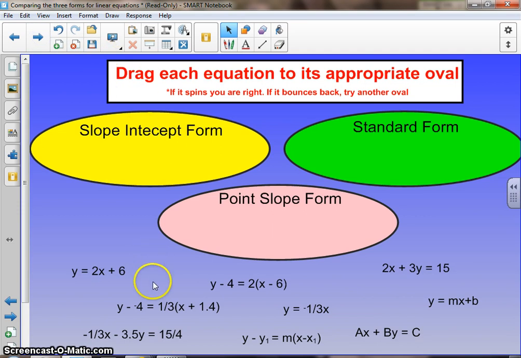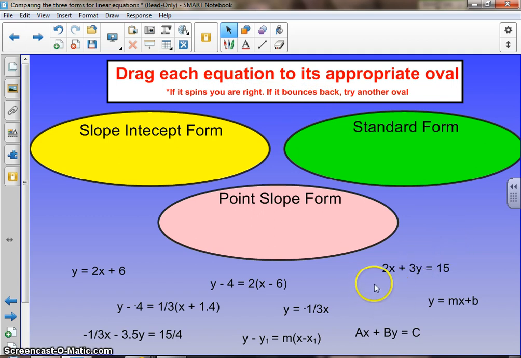This next part, I want you guys to look at the three ways that we've written linear equations. We have slope intercept form, which I think we know the best. We've talked a little bit about standard form. And finally, point-slope form, which is the new one. If you can get the other two organized, I think you'll figure out where the last ones fit. You're going to drag each equation to its appropriate oval. If it spins, you are right. If it bounces back, you are not right.